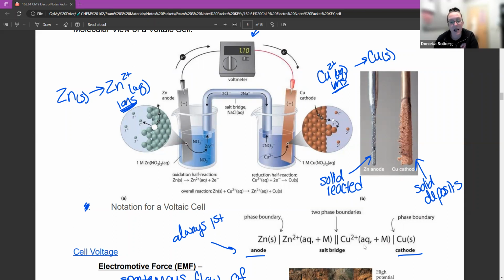Cathode should be listed last. So again, these should be in order of what's happening in the reaction. The Cu2 plus, which is aqueous and has some molarity, is turning into copper solid. So this is the way that the equation is going: zinc solid to zinc 2 plus, copper 2 plus to copper solid. Always list the anode first. This phase boundary just means this was the solid and this is the solution. So this shows you what is going on in a voltaic cell.